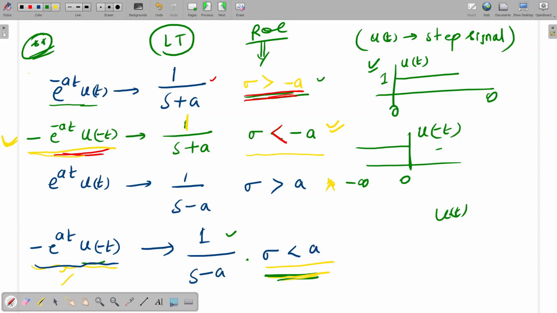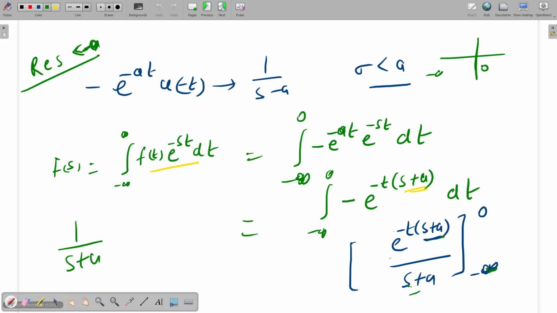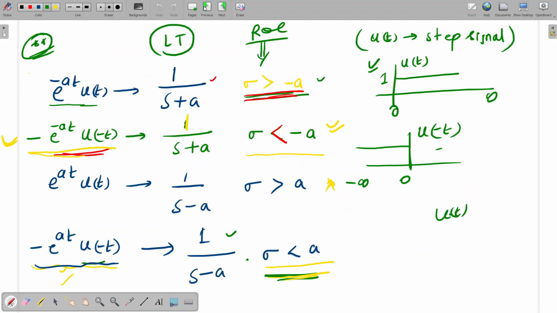In the question we are doing e power minus at. Here I have taken e to the power minus at. Okay. We have to take e power at, sir. That is also okay. So we are getting this one. Let's say we have derived this one. The power minus at we have taken. We got 1 by s and sigma less than minus a. Correct only. So this we are getting.